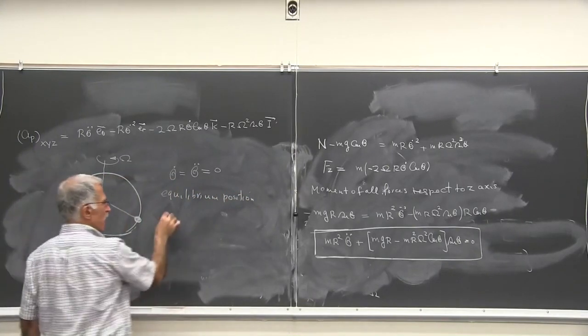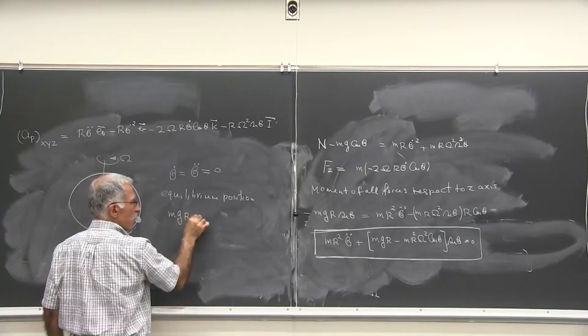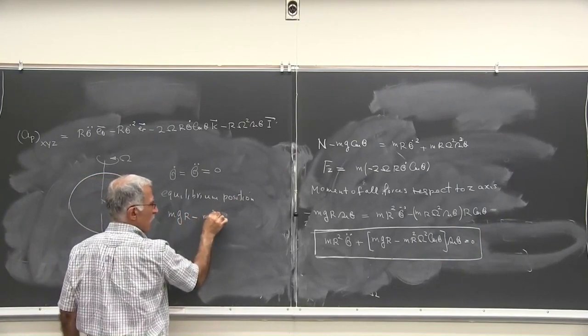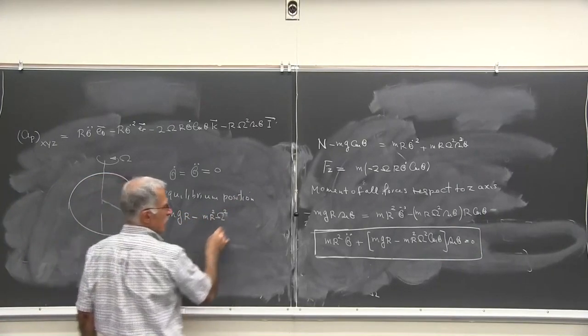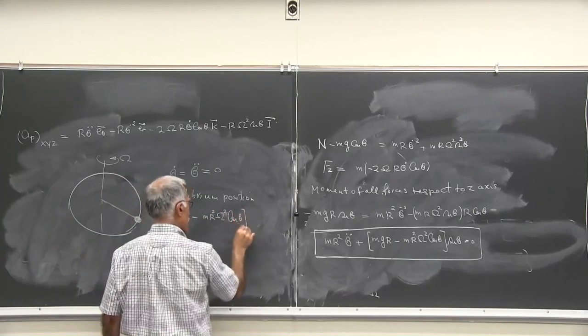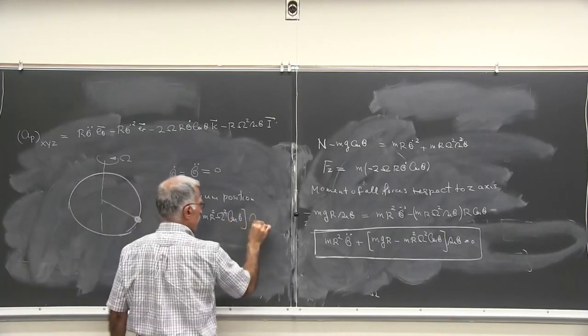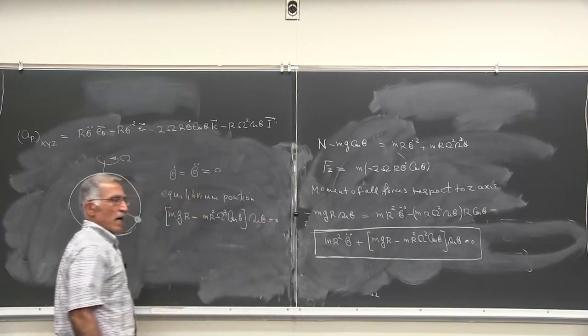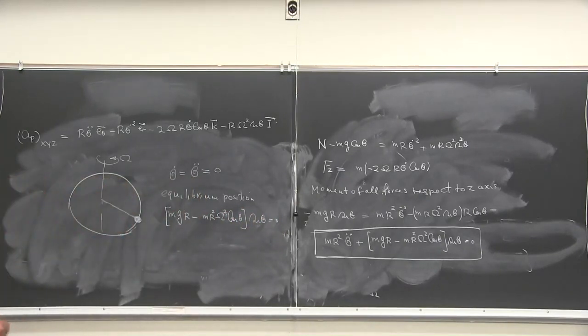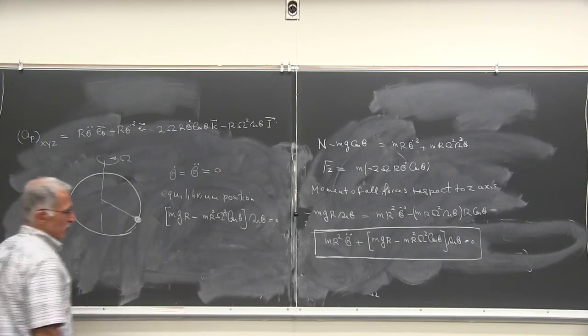So now you can say mgr minus mr square omega square cosine theta times sine theta equals 0, and that tells you you could have 3 scenarios. One scenario is independent of omega, 2 scenario is independent of omega, and 1 scenario depends on omega. So you could have 3 equilibrium positions. We don't want to say stable.